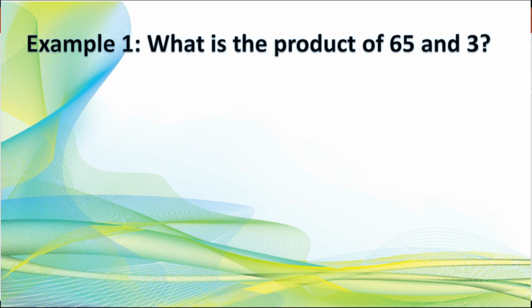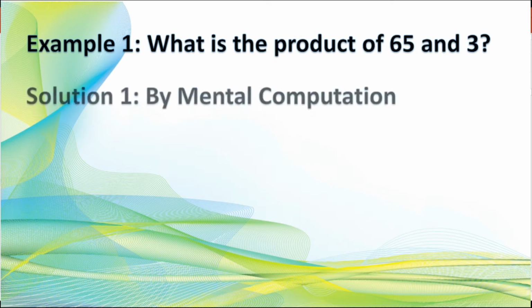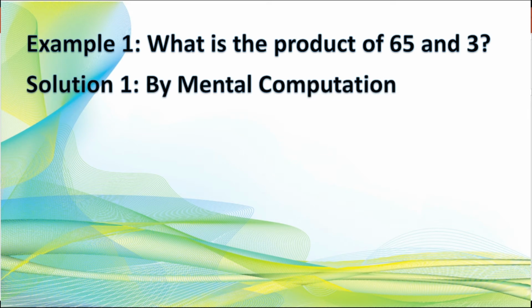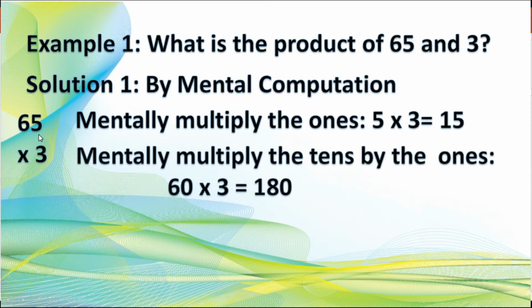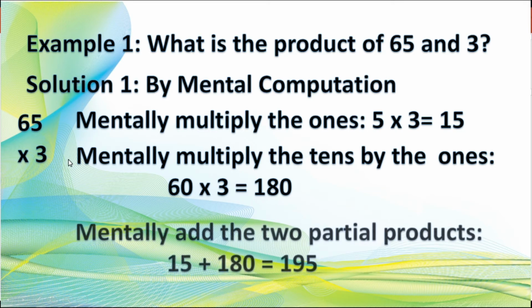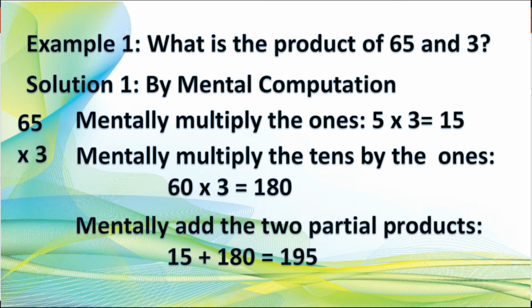Example 1. What is the product of 65 and 3? Solution 1, by mental computation. Mentally multiply the ones, 5 and 3. Mentally multiply the tens by the ones. 60 times 3 is equal to 180. Mentally add the two partial products. 15 and 180 will give you an answer of 195.